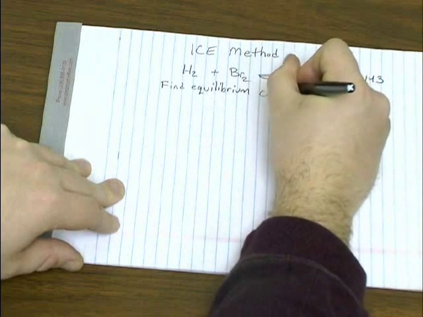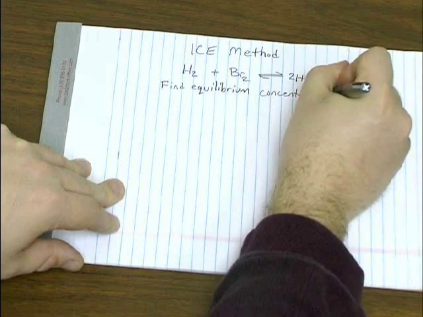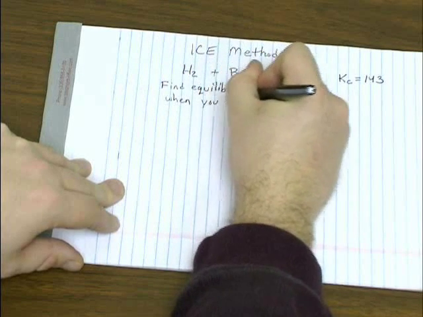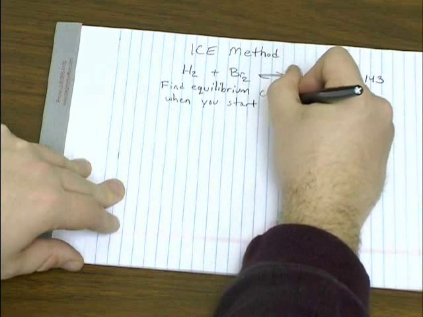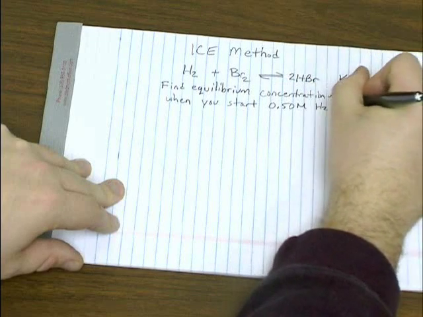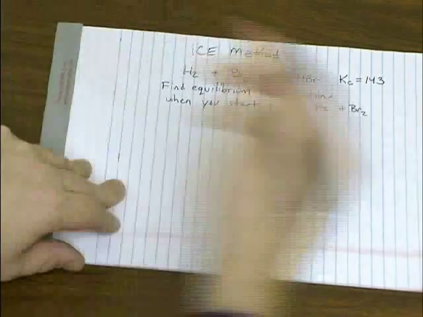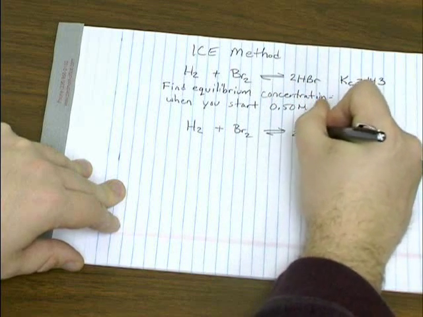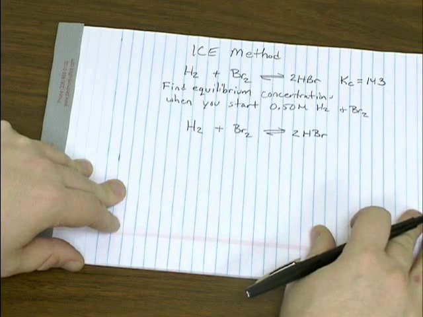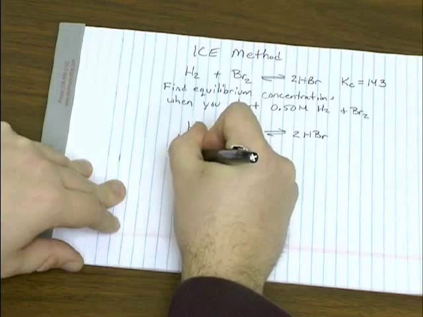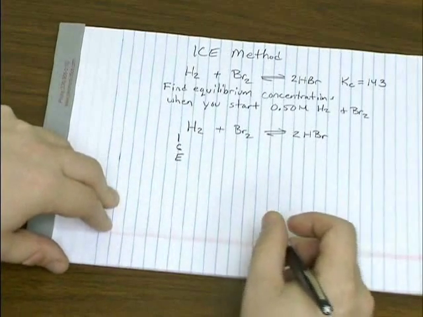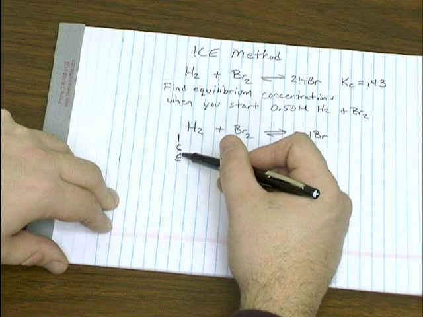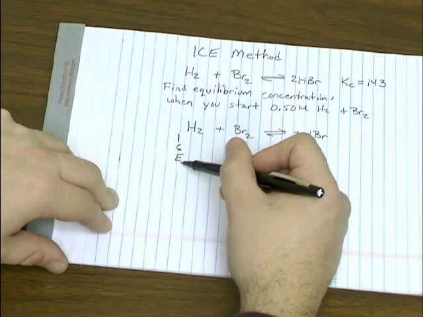All right, let's find the equilibrium concentrations of all three when you start with 0.5 molar H2 and Br2. So one thing to help you figure out a problem like this is to set up a little table that's commonly referred to as an ICE table. And ICE stands for your initial concentrations, C is your change in concentrations, and E is your equilibrium concentrations.